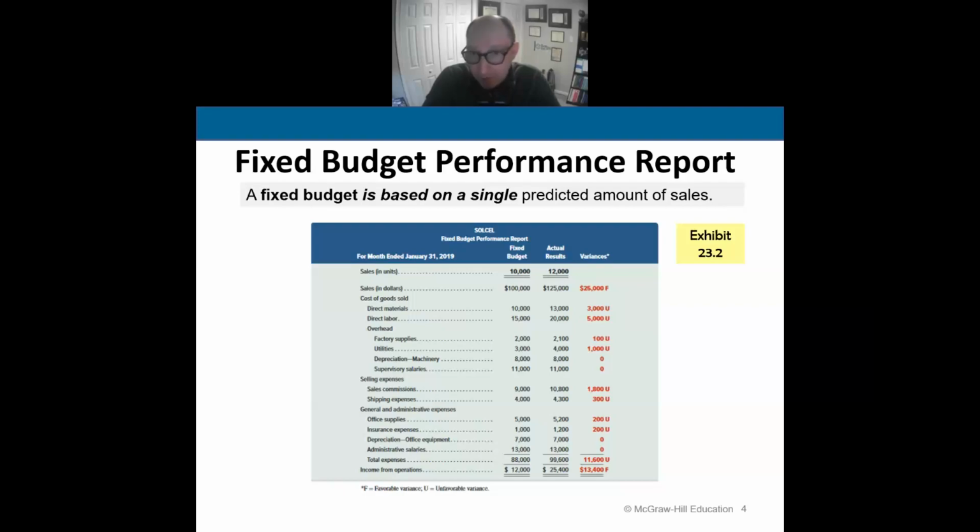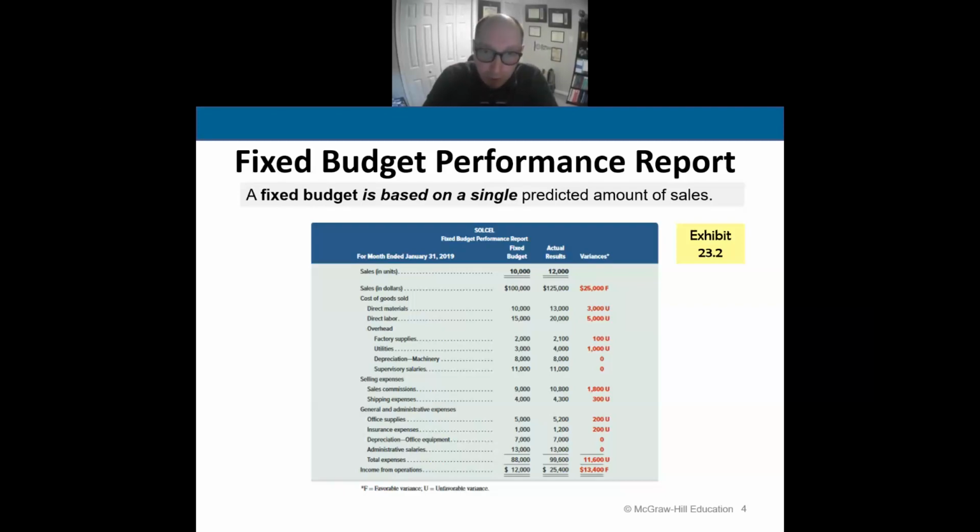The difference, or the variance, is $25,000 favorable variance. Now let's talk about variances for a second. The word variance means difference. That's all. It's very straightforward. Variance is a fancy word. It means difference.